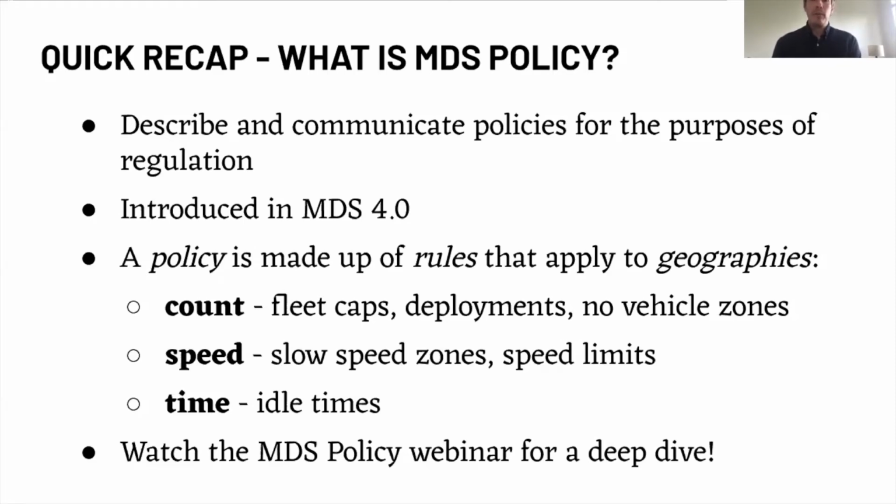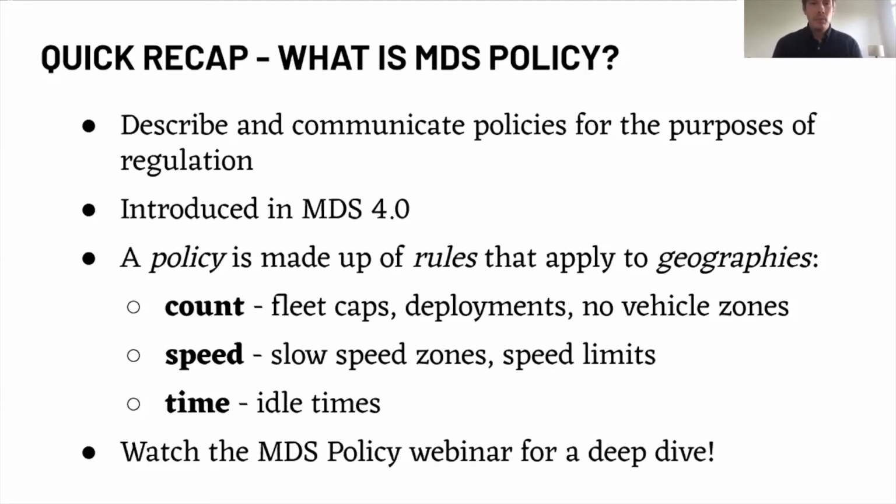So for example, if the city had a requirement that X number of vehicles needed to be available in a certain geography or area of interest at a certain time, you would express that through the count rule type. You can also express no vehicle zones. And speed is a rule type that allows you to express the max or minimum speed of a vehicle, and that can be applied to a slow speed zone or setting a speed limit in a specific area.